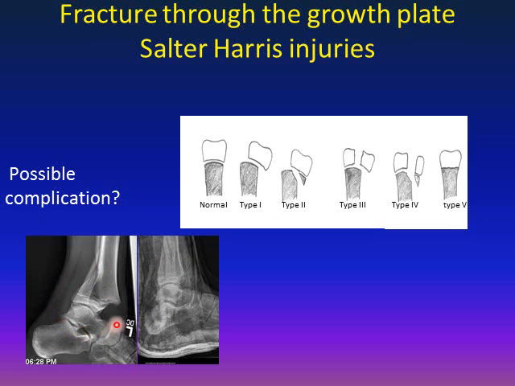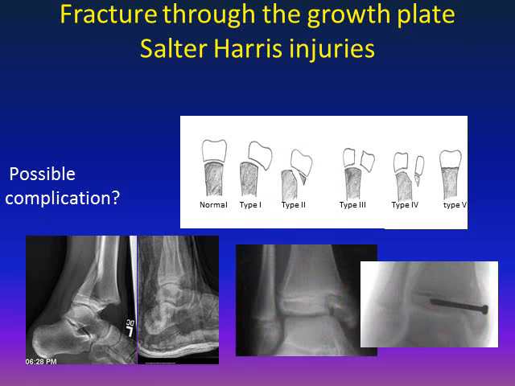So this type of injury, if you go here and see which type it will fall into, you'll find it's type 2, because the whole epiphysis with part of the metaphysis is on one side and the shaft on the other side. So this is type 2. Again, this is the most common type of Salter-Harris injuries.